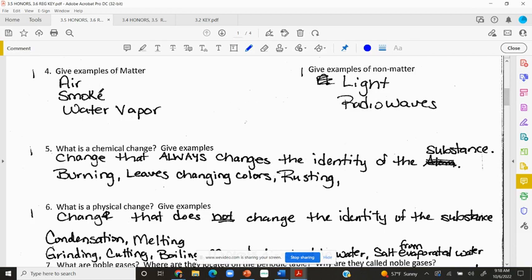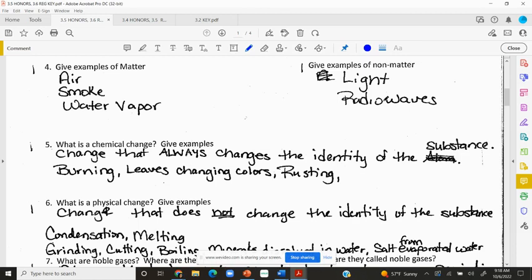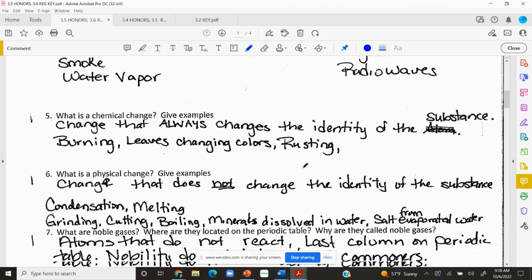Examples of matter then: air, smoke, water vapor. Examples of non-matter will be like light or radio waves. Chemical changes, then, always change the identity of the substance. So burning, leaves changing color, rusting, those sorts of things.